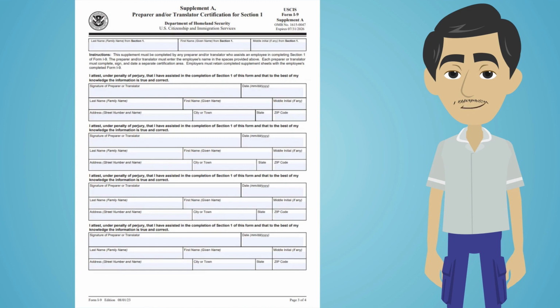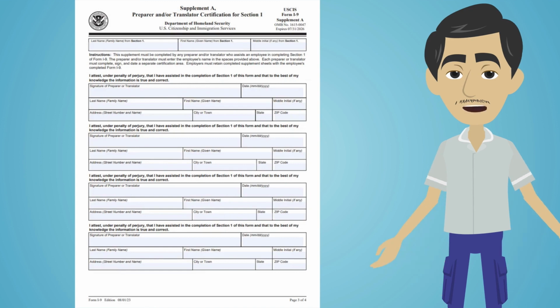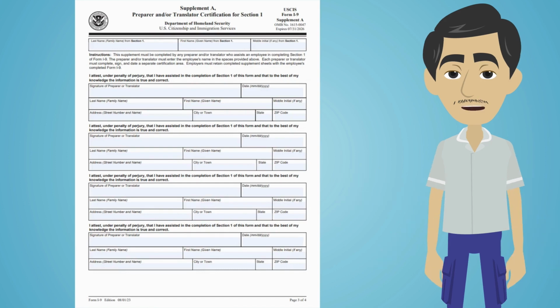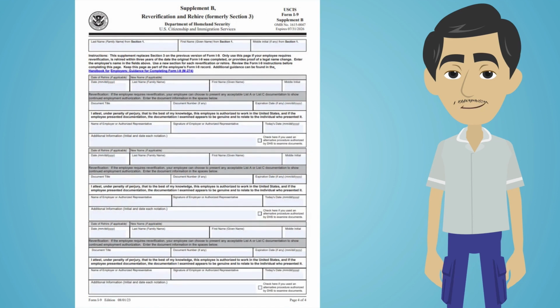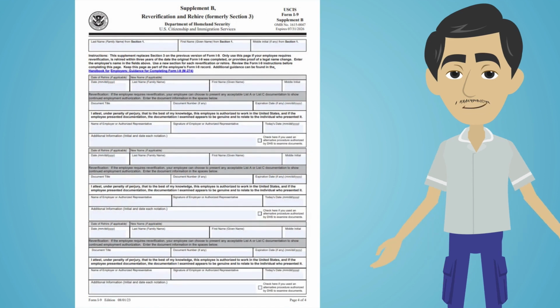If a preparer or translator did not help you with your document, do not fill out the page entitled Supplement A, Preparer or Translator Certification. Also, do not fill out anything on the page entitled Supplement B, Re-verification and Rehire.